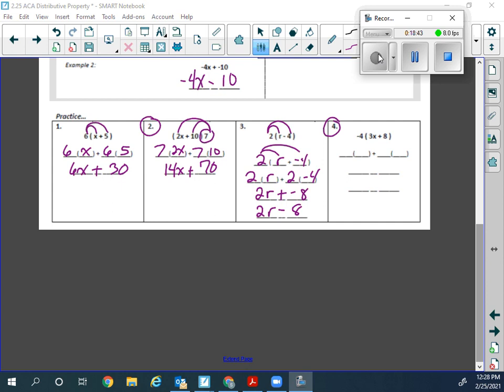Okay, this means I'm going to do negative 4 times 3x plus negative 4 times 8. What's negative 4 times 3x? Negative 12x plus, what's negative 4 times 8? Say it again. Negative 32. They want me to rewrite that to say what? You got it. Any questions? Any questions?